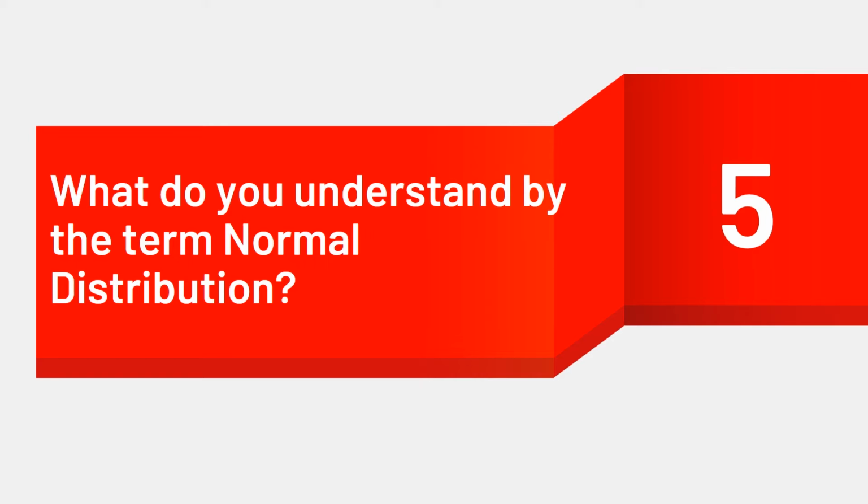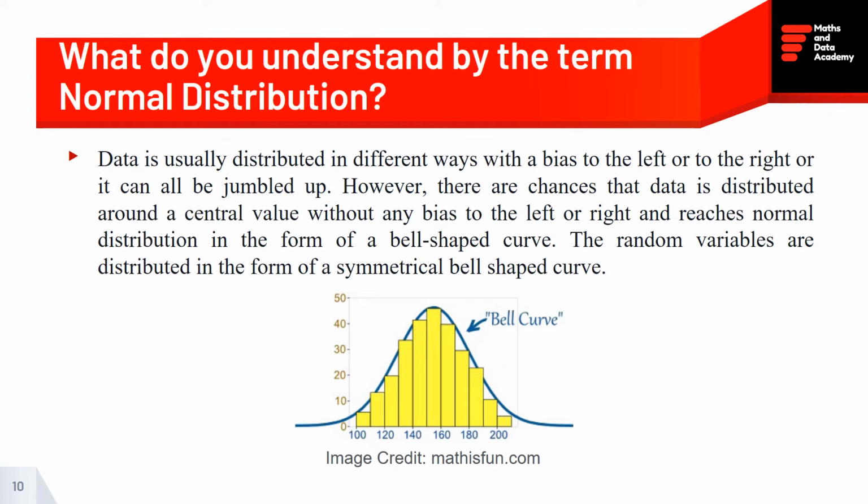What do you understand by the term normal distribution? Data is usually distributed in different ways with a bias to the left or to the right, or it can all be jumbled up. However, there are chances that data is distributed around a central value without any bias to the left or right and reaches normal distribution in the form of a bell-shaped curve. The random variables are distributed in the form of a symmetrical bell-shaped curve.